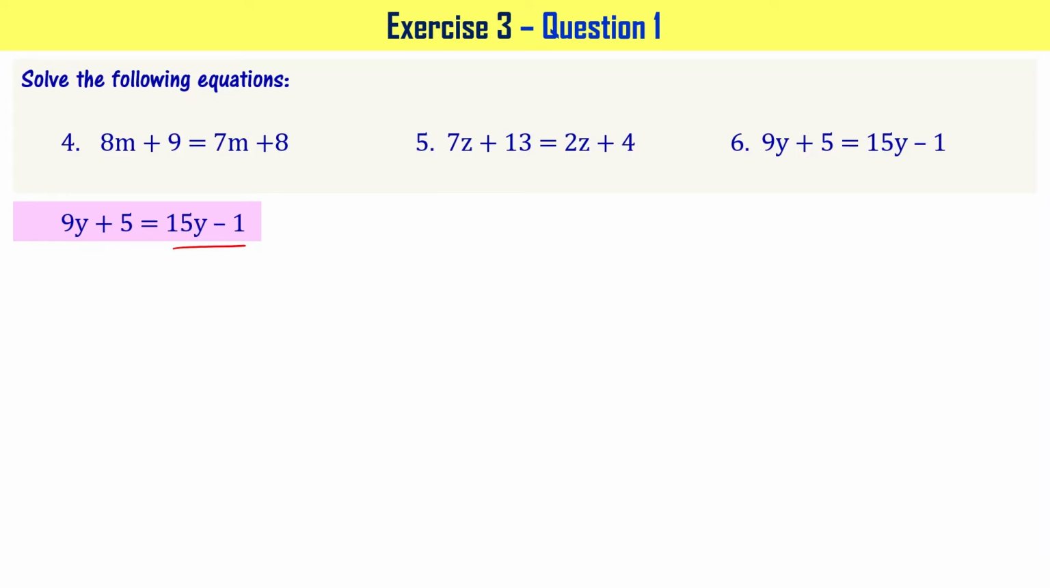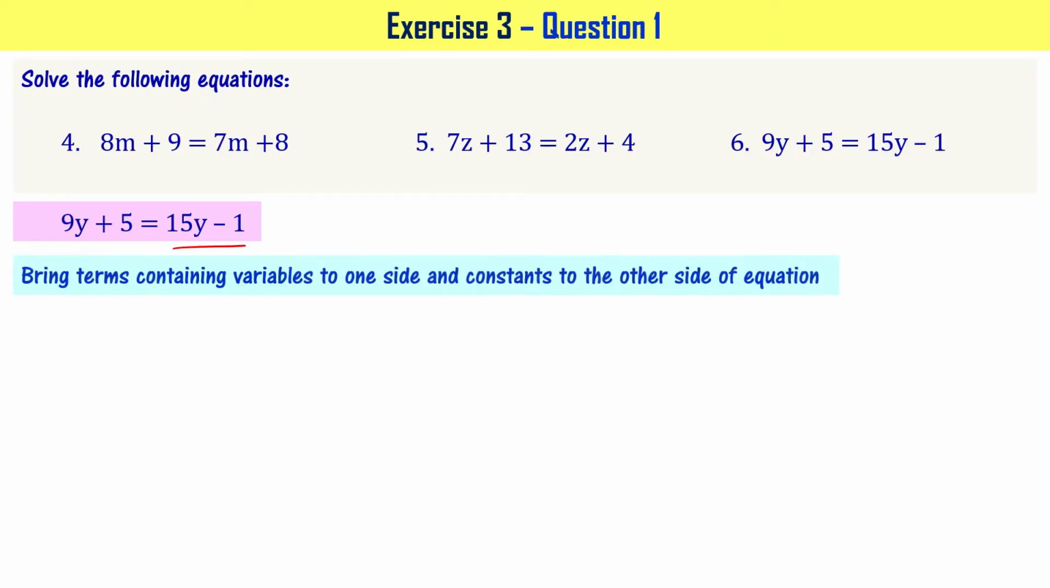Now let's look at the next problem, that is 9y plus 5 equal to 15y minus 1, right? To solve this, let's bring terms containing variables to one side and the constants to the other side. To do that, I can take this 15y to this side, that is one option, or otherwise I can bring this 9y to the other side. For all the problems we can do that way. Till now I have not mentioned, but one can do that way, right? Now let me transpose 9y to RHS because 9y is small. We can do that way.